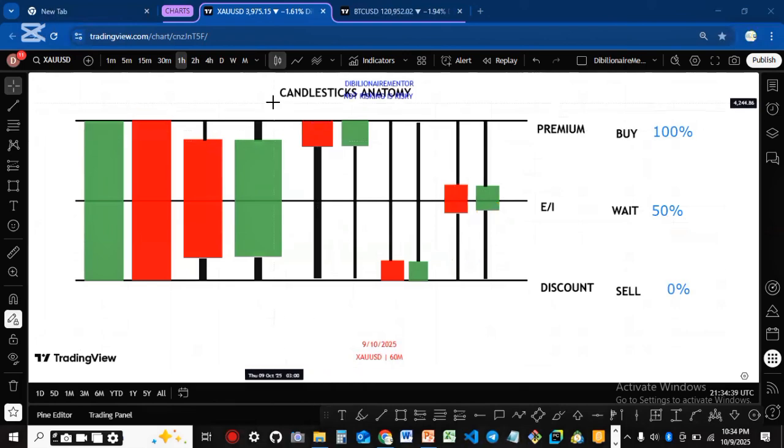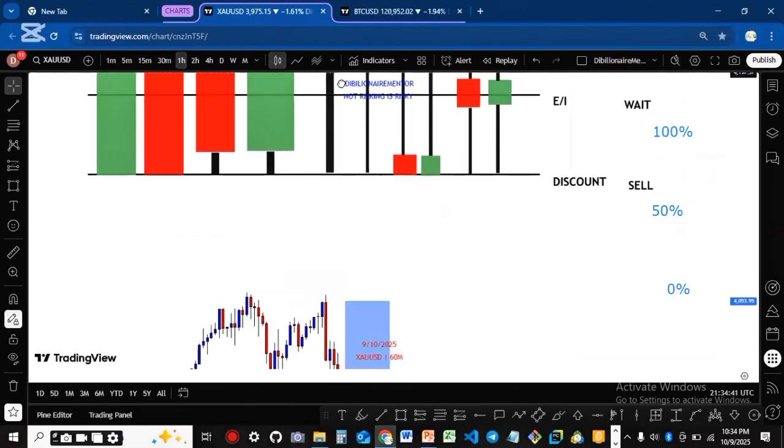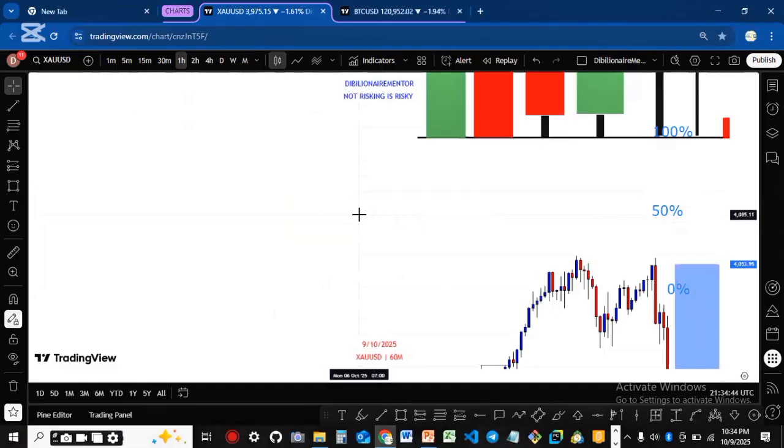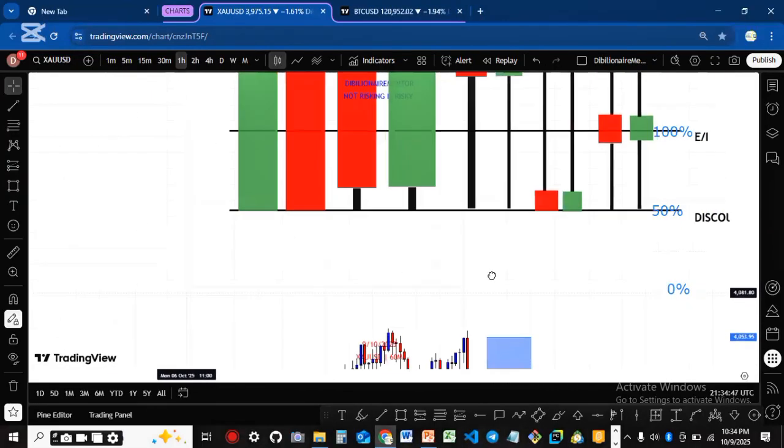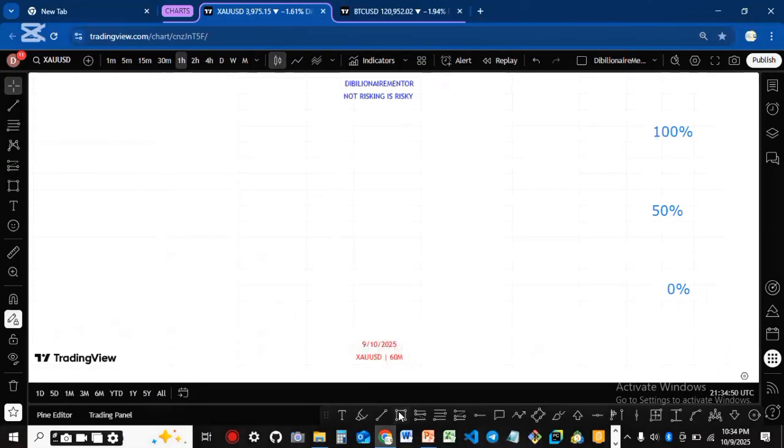Now, basically speaking, we are done with candlestick anatomy. But let me now go into what we call candlestick formation, so we have a graphical idea of what we're talking about. So we have something like this.